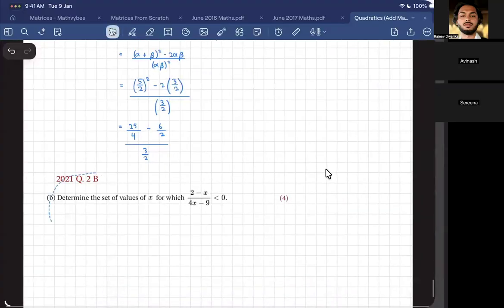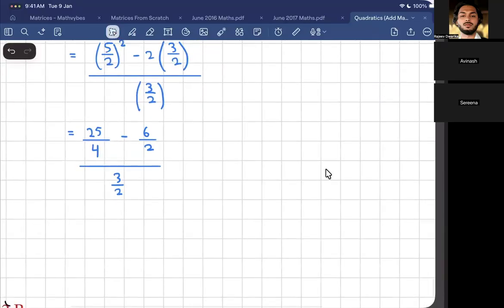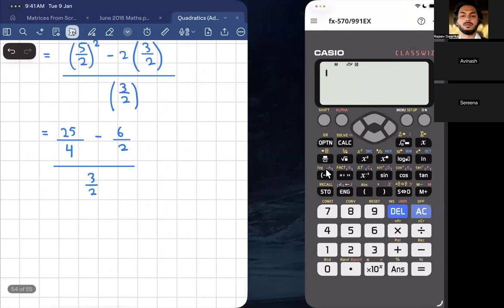Now we are doing our odd maths paper. We don't have to show all the working. Obviously, you could if you wanted to, but you could plug that straight into your calculator. Serena, you know how to plug that into your calculator? Yes, I do. Avinash? Yes, sir. Okay, so you press the fraction button, then the fraction button again to get the 25 over 4 on top. Then you put minus, then the fraction button again, 6 over 2. Then press the fraction button again, and you get 3 over 2. And it should give 13 over 6.